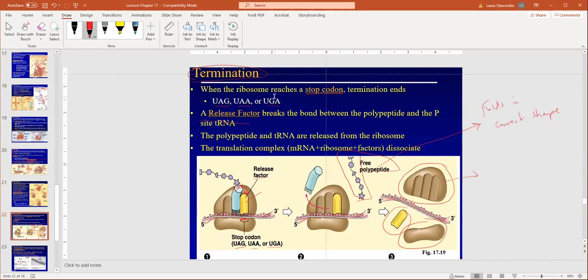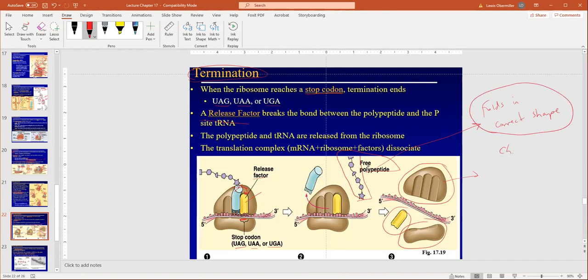When a stop codon is reached, there's no anticodon with the amino acid on it there, so it can't do the transfer. The release factor comes in with the anticodon for the codon, and it causes everything to disassemble. Now this protein goes off and folds in its correct shape.